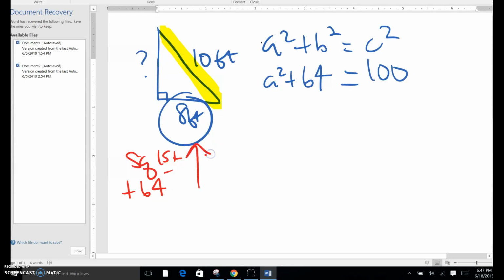But we are going backwards. So the reverse of adding 64 is subtracting 64. So we're going to get rid of that 64.